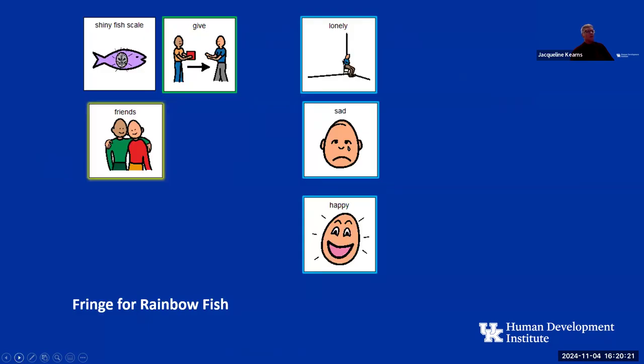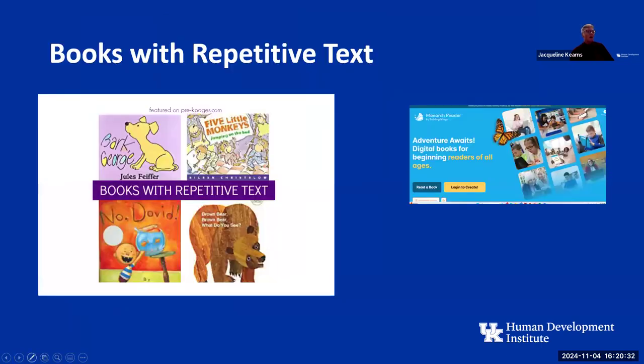Here's the specific fringe for Rainbow Fish. You could add more words, or you could put in keywords that you would like to emphasize. Books with repetitive text. These are just some examples.